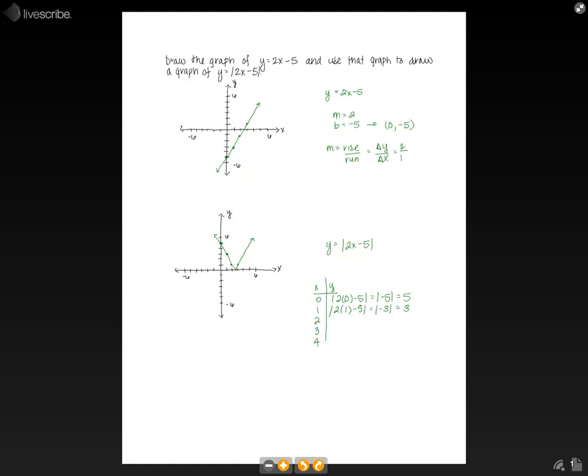So 2 would become the absolute value of 2 times 2 minus 5, the absolute value of negative 1, which is equal to positive 1, and then 3 would be 1 again. And then 4 would be 3. So that's how you graph the absolute value function when you're given the original function.